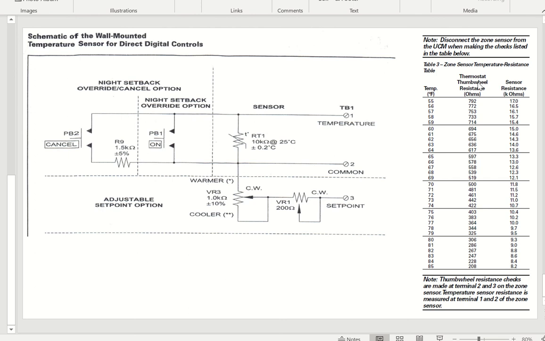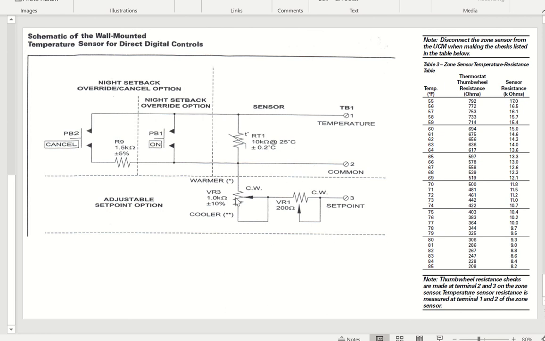Here is the temperature scale, here is the thumb wheel resistance scale, and here is the thermistor resistance scale. So on the thermistor between TB1 and TB2, if you were to measure 15,400 ohms or 15.4 K ohms, that would be 59 degrees. If you measured exactly 10,000 ohms, 10.0 K, that would be exactly 77 degrees. So you can troubleshoot that zone sensor by pulling the wires off of the sensor, measuring the resistance between 1 and 2, and with an accurate thermometer, measuring the room temperature, and you can see how closely the resistance matches up to the temperature.